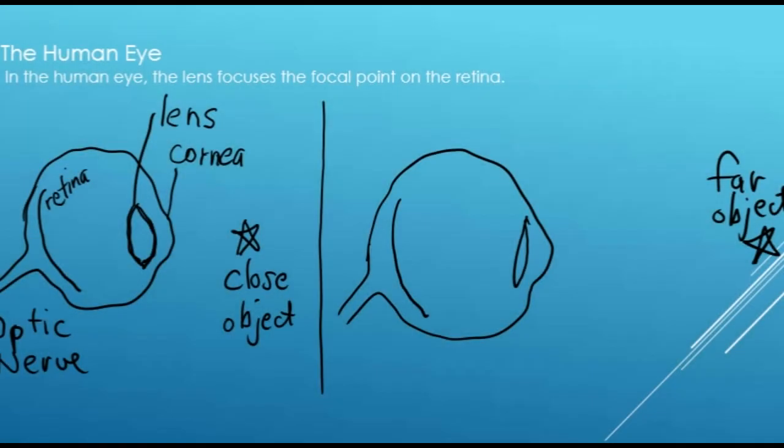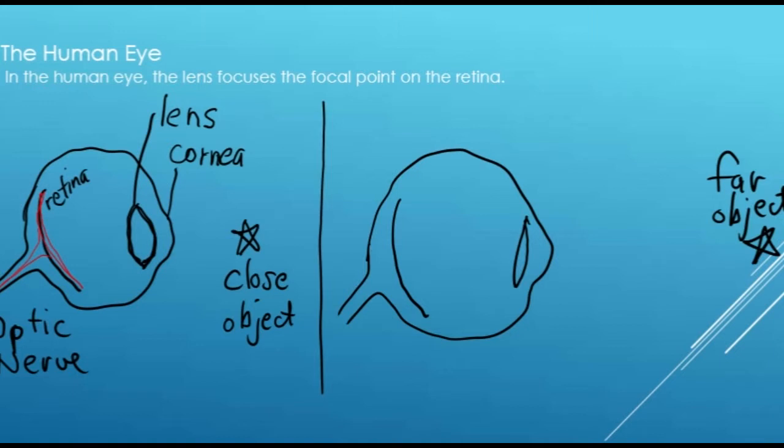In the human eye, the lens focuses the focal point on the retina, and the retina is made of the cone and rod cells, which are way back here in the very back of the eye, and they send nerve impulses through the optic nerve to the brain, and that is how our brain interprets what we see.